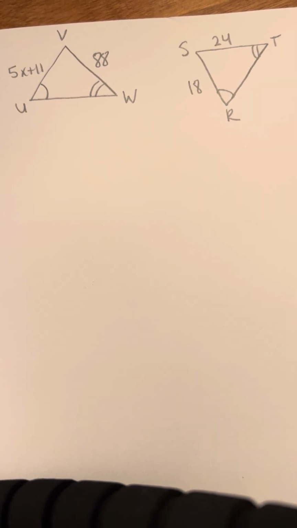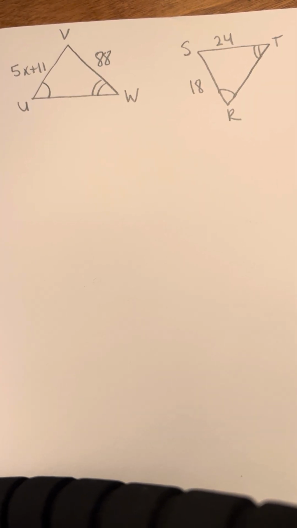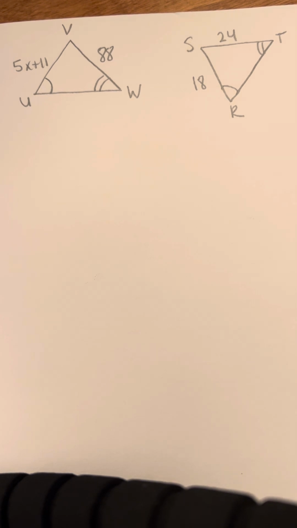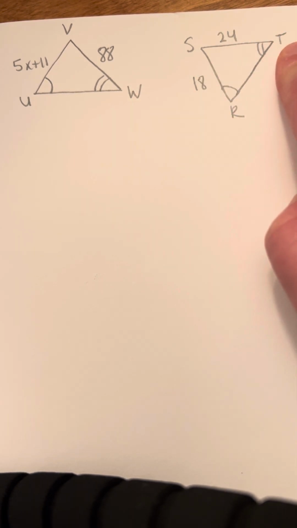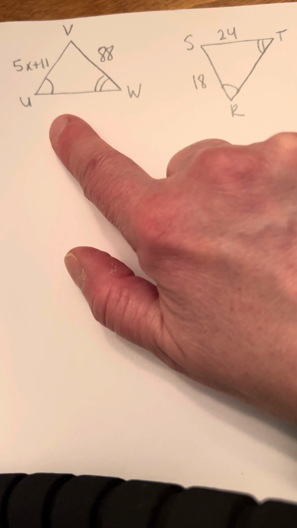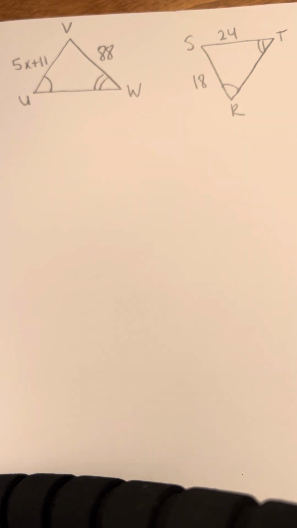Now, the orientation of this is not set up exactly the way it needs to be. This is rotated just slightly more upward instead. So we're basically matching the W with the T, the R with the U, and the V with the S. When I'm thinking about writing a proportion, I want to compare the similar sides to one another.